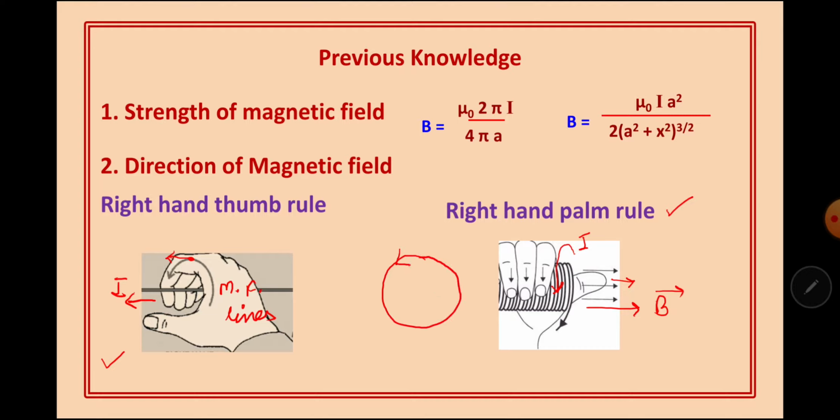See students, suppose if this is a loop, then while using the right hand palm rule, we'll get to know the direction of field, but that is the field only at this point. However, for all the points in the interior of this loop, this rule will apply as long as the point is in the plane of the loop. But we generally use it to find out the direction of field at the center of the loop. So it is only a specific rule.